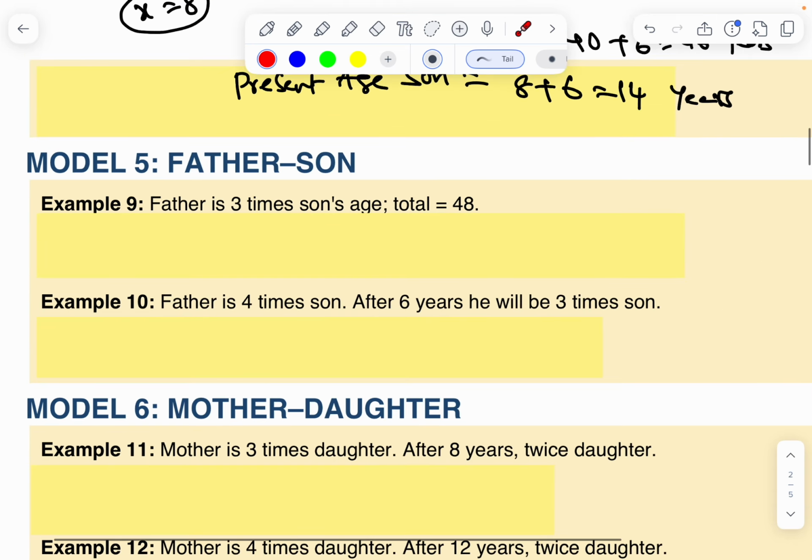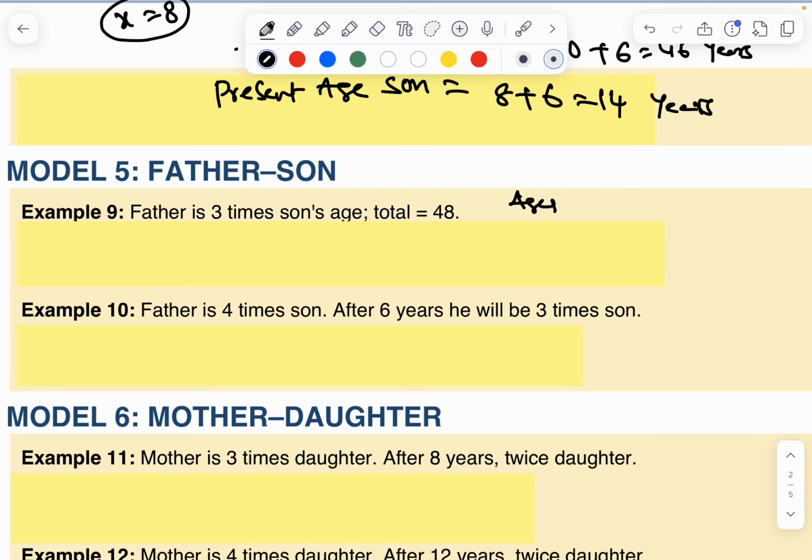Next question. Father and son. Father is 3 times the son's age. And the total is 48. Sum of the son and father age is 48. What is the age of the son and father?